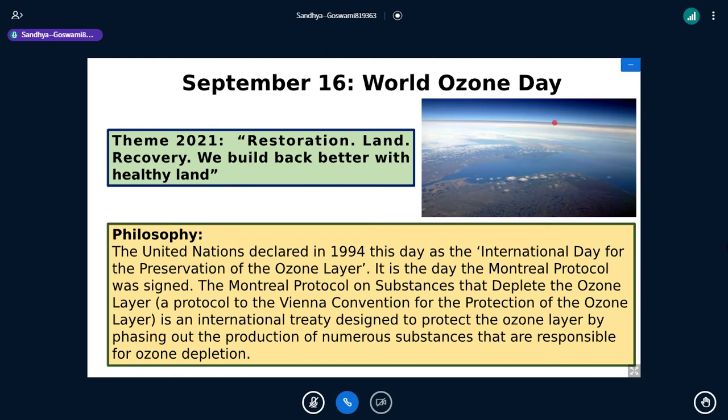Okay, thereafter we have World Ozone Day. You all know why ozone is important for us. It is a blanket of our earth. It creates balance between radiation coming in and going out. It is very important to maintain proper temperature on our earth. But it is deteriorating, we know. Again, to create awareness, International Day for the Preservation of the Ozone Layer, initially named in 1994 when it was declared to be celebrated as a day. Later, we call it World Ozone Day.